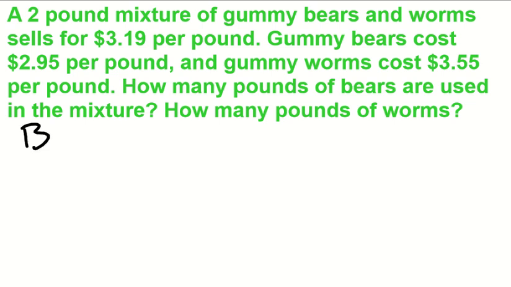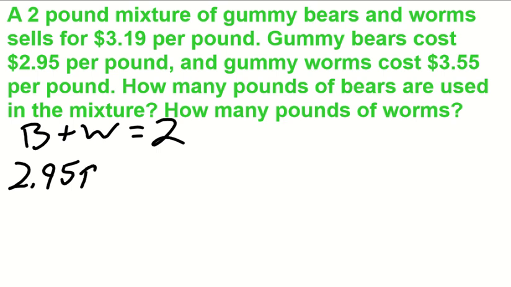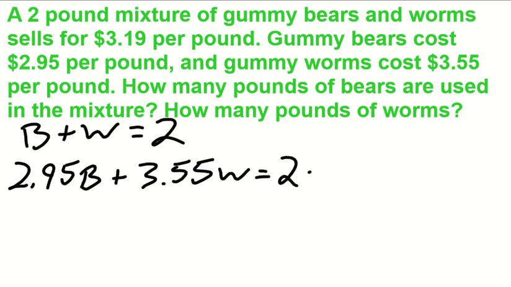So we got our bears plus our worms. The bears plus worms have 2 pounds. So you can already tell we're going to have small numbers. We're probably going to have decimals here, right? The bears are $2.95 per pound. The worms are $3.55 per pound. The total, the 2 pounds, is $3.19 per pound.